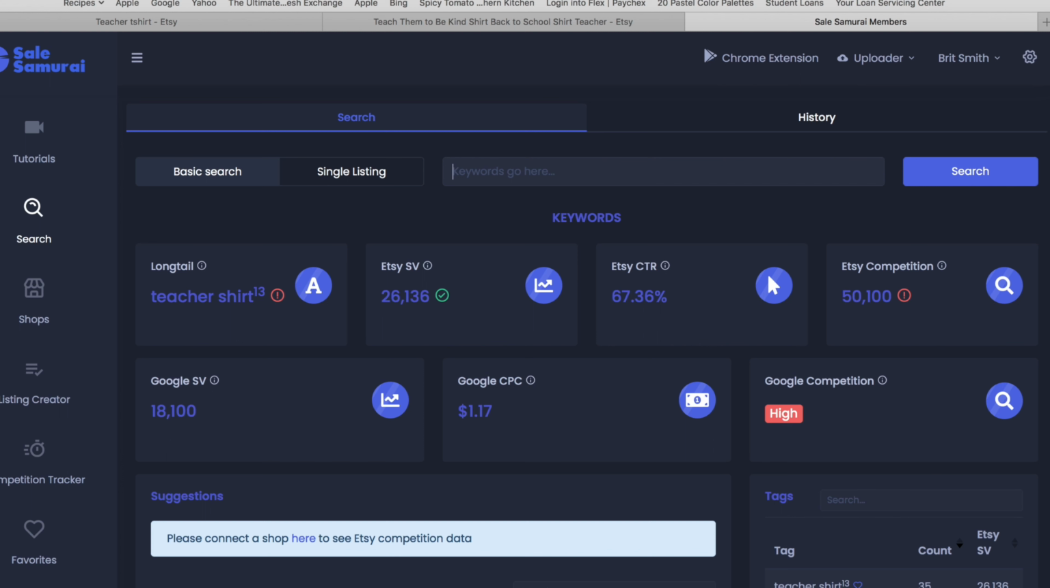Okay, so here's another example. The search volume compared to the competition is a lot better. I will admit that, it's a lot better. However, you're still going to be at the very end of the search results.